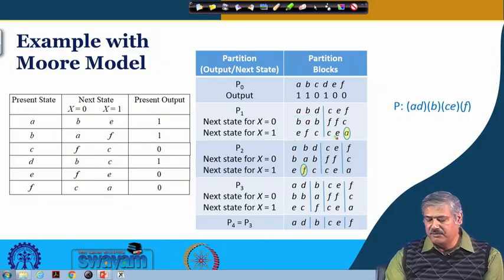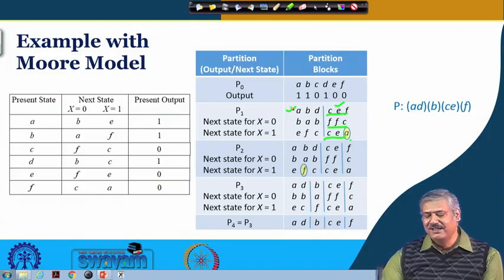Now what about this one, C, E, F? For this particular block, F, F, C, all of them belong to this block, and for C, E, A, C and E belong to this block, but A belongs to the other block. So this is the odd one out, and this next state becomes different. So we have to make a partition. This is the partition you see here, F, C, A, that has been separated out.